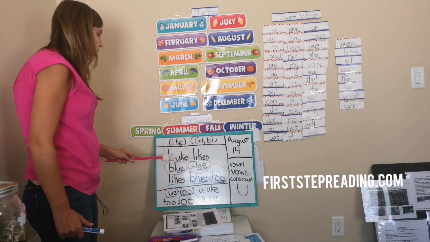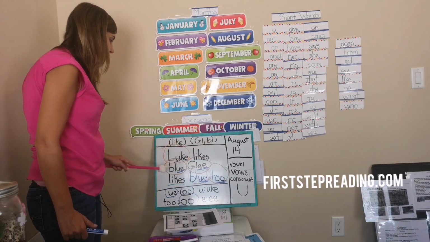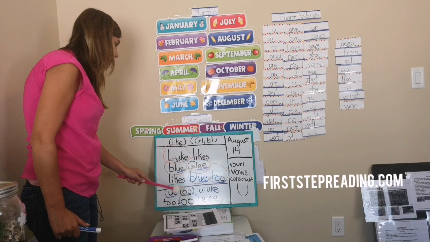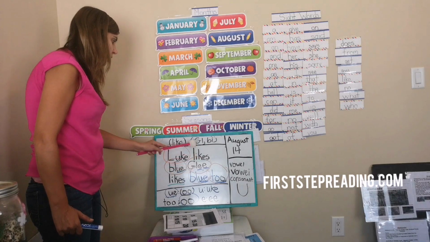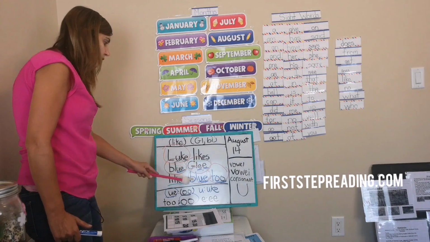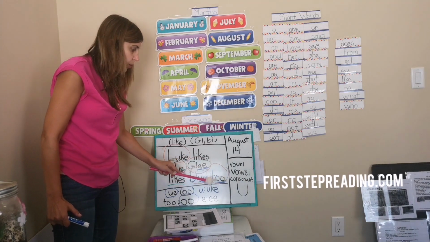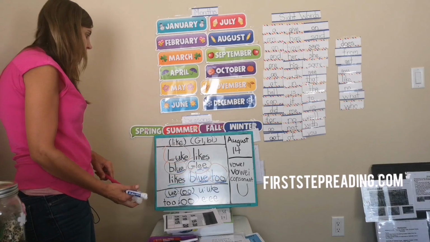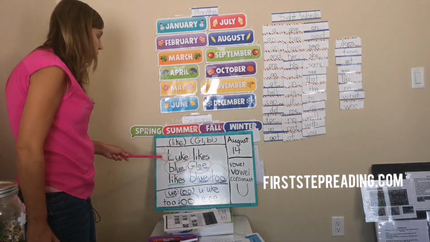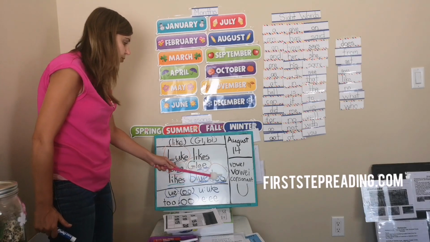Luke, luke, likes, bl, consonant blend, bl, ooh, blue, consonant blend, gl, e, glee, likes, bl, ooh, blue, t, ooh, two. Now I'm going to read it for understanding. Luke likes blue. Glee likes blue too.